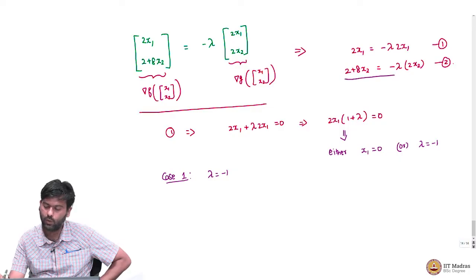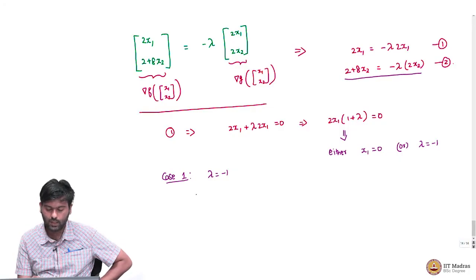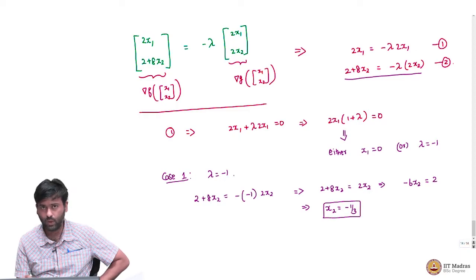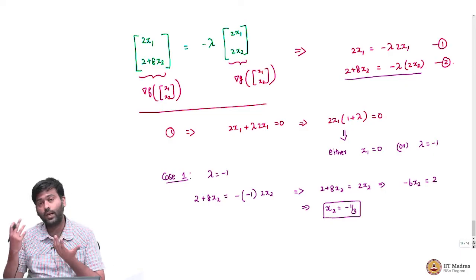Now we can look at equation 2 and say that 2 plus 8x2 should be equal to minus lambda, which is minus 1, times 2x2, which implies 2 plus 8x2 now equals 2x2, which further implies minus 6x2 equals 2. Now that gives us a value for x2 as minus 1 by 3, right. So if we know that lambda is minus 1, which is case 1 that we are looking at, then x2 necessarily has to be minus 1 by 3. But how do we get x1, right?